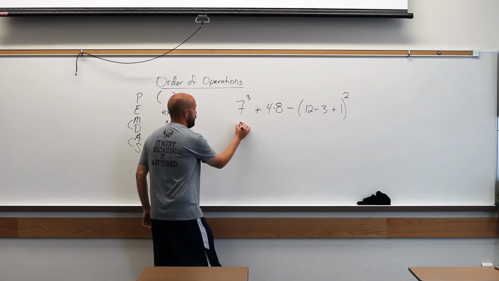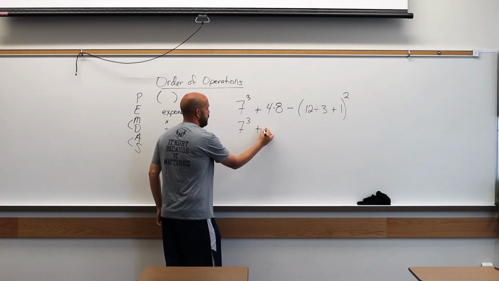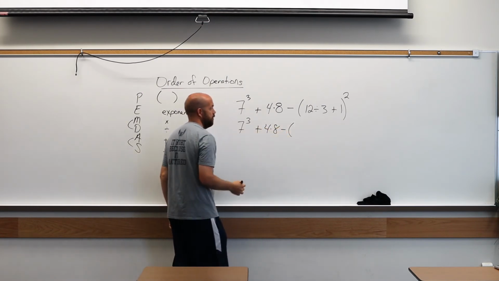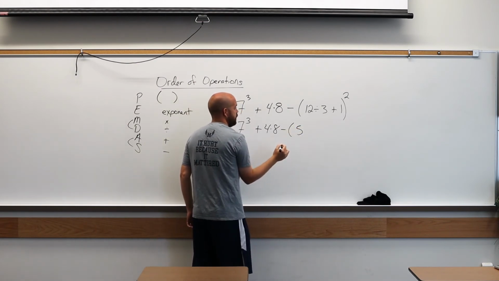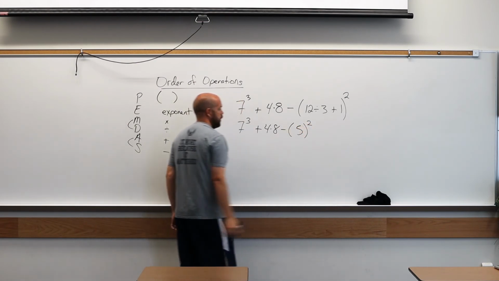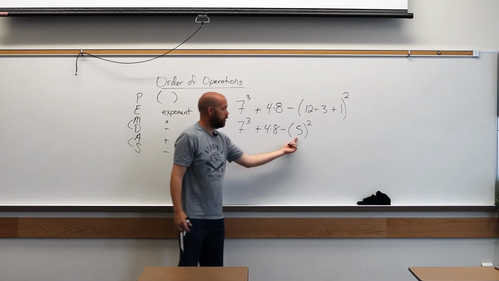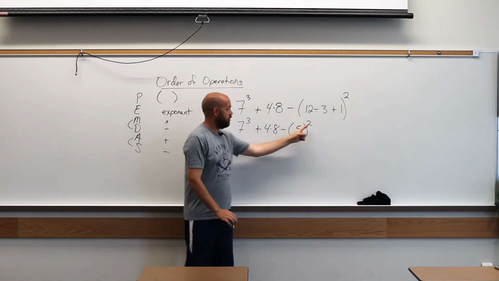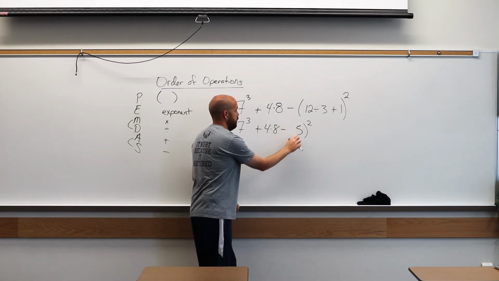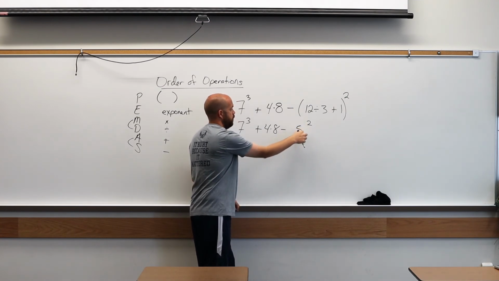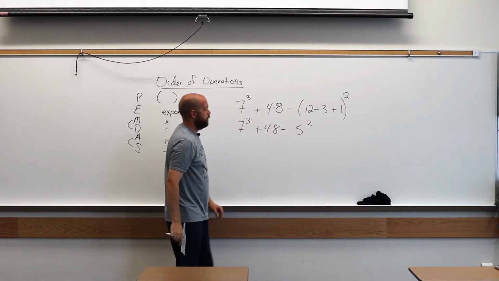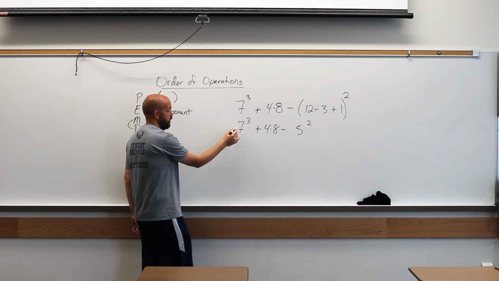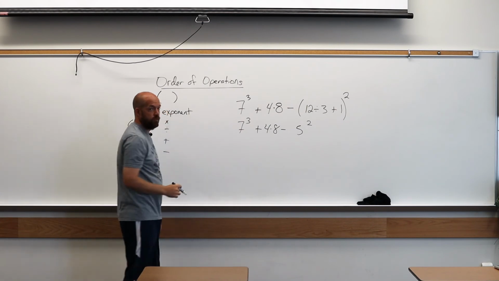So if I rewrote this whole thing, I would have 7 to the third power plus 4 times 8 minus parenthesis, so we had a 5 squared. There's nothing else going on inside the parentheses, so if I drop it, I just have to be careful what's outside it. So I've got this squared, so I'm going to have a 5 squared first before I attach it to this negative. So that's going to be a 25. And I could also do this exponent at the same time here. So we've got 7 to the third power.